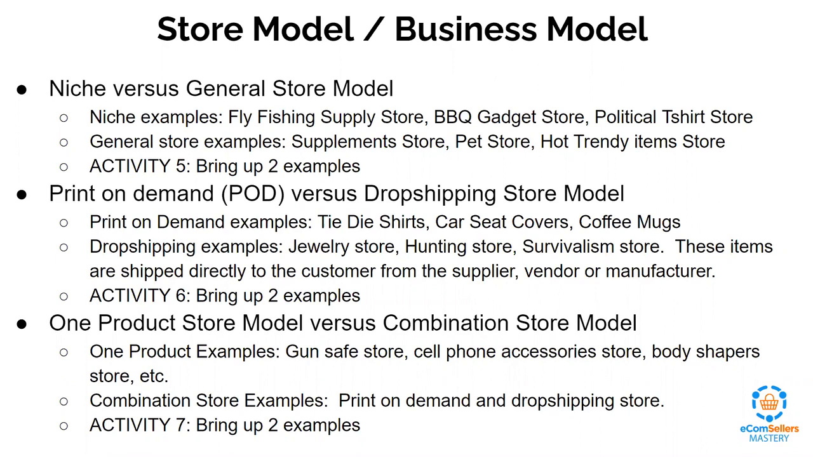Same thing with a pet store. Like I said, that's very broad. That's a general store because with a pet store, you could sell leashes that fit all size dogs from a Chihuahua up to a Great Dane. You can sell pet bowls all the way from a Yorkie all the way up to a Mastiff. That's a general store. Another one would be like hot trendy items. That's usually when you know it's a general store based on the name of the store. There's gadget stores and things like that.